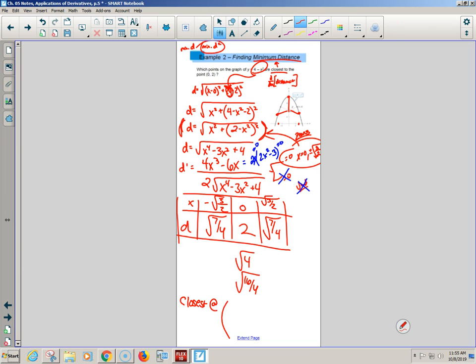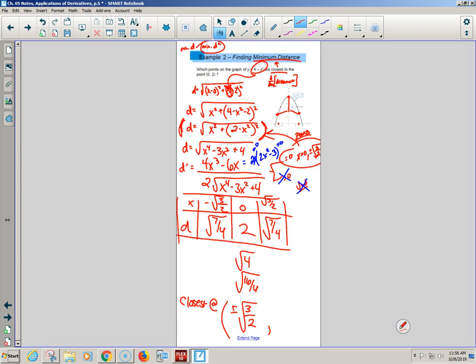Hold on, struggle. Didn't it say which points? What does that mean? You need the x and the y. So that'd be a square root of 3/2. I'm just being lazy and not rationalizing. We just plug into the original function. Oh, didn't we do this a second ago? Oh no, we need the y.